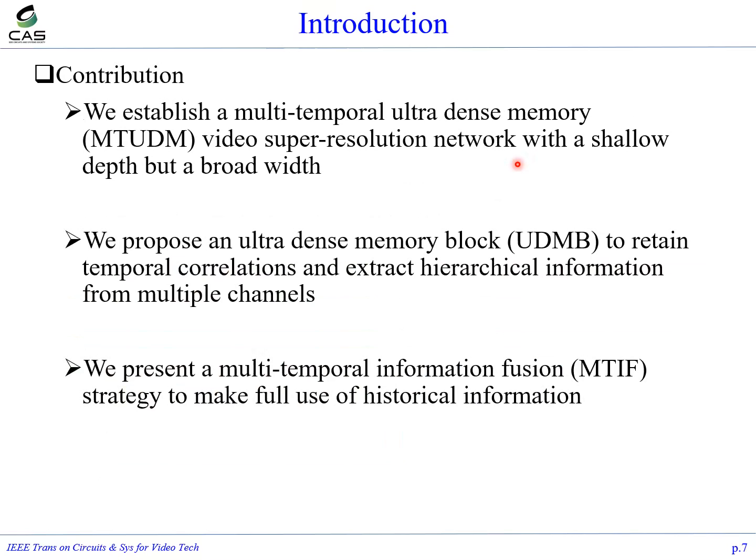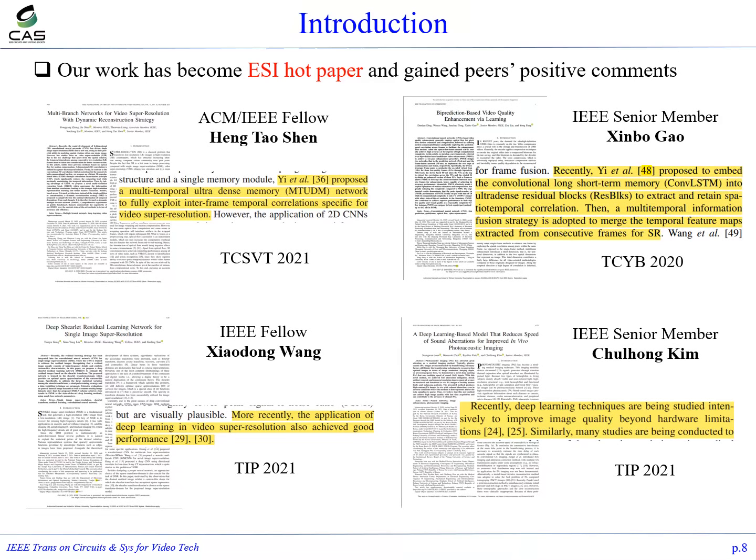To handle the above issues, in this work, we first establish a multi-temporal ultra-dense memory video super-resolution network with a shallow depth but broad width. Second, we propose an ultra-dense memory block to retain temporal correlations and extract hierarchical information from multiple channels. Third, we present a multi-temporal information fusion strategy to make full use of historical information. It is a great honor that our work has become an ESI hot paper and gained peers' positive comments.